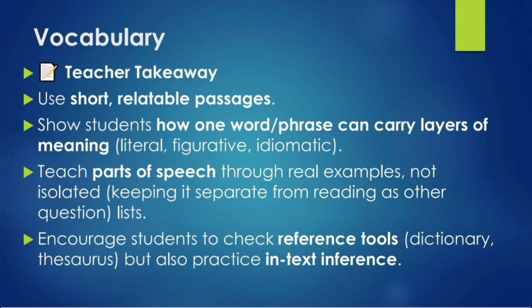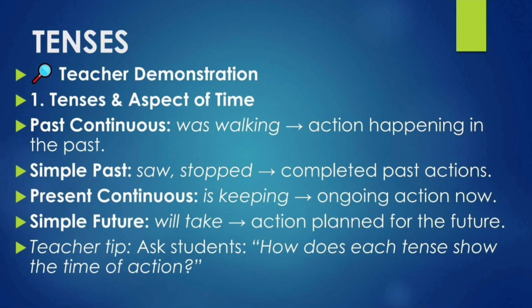In summary, keep vocabulary lessons short, connected to real life, layered in meaning, and active through examples and inferences. Let's begin with the past continuous tense. It shows an action happening in the past. For example, he was walking to school when it started to rain. Notice, the action was ongoing in the past.